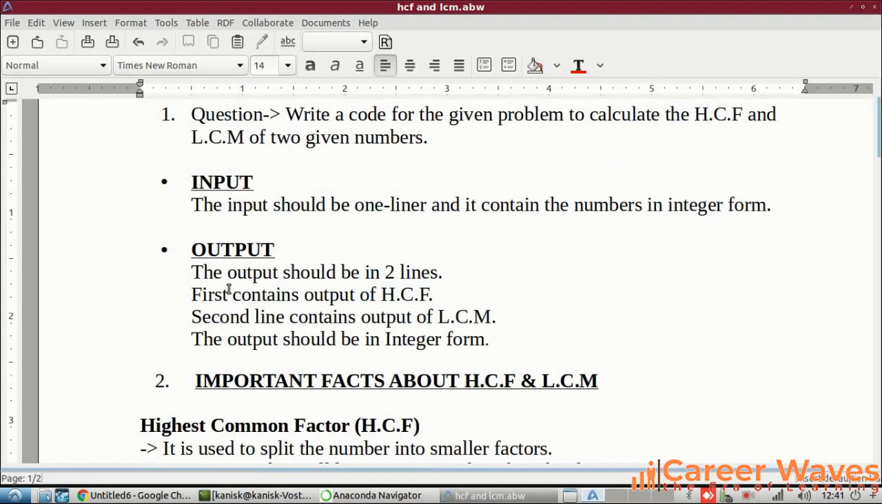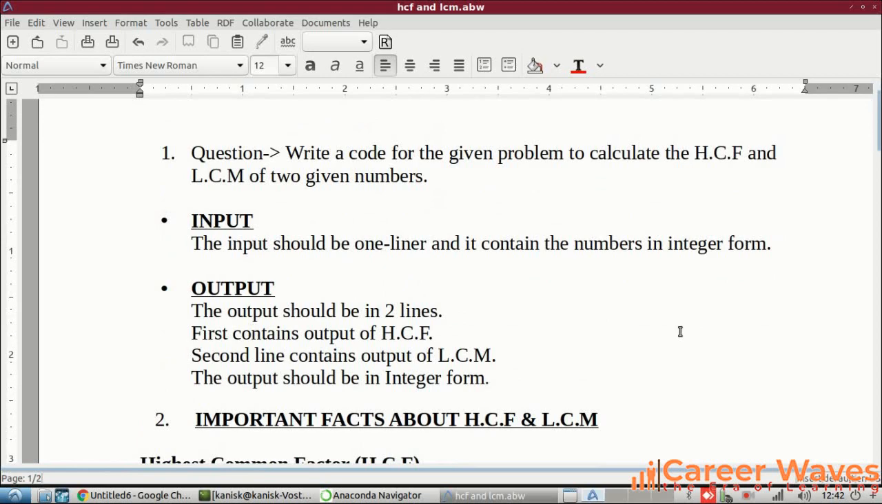Similarly, let's move to output. The output should be of two lines. First line contains output of HCF, second line contains output of LCM, and again they have given very specifically, crystal clear information that output should be in integer form. So this is the question we have discussed.